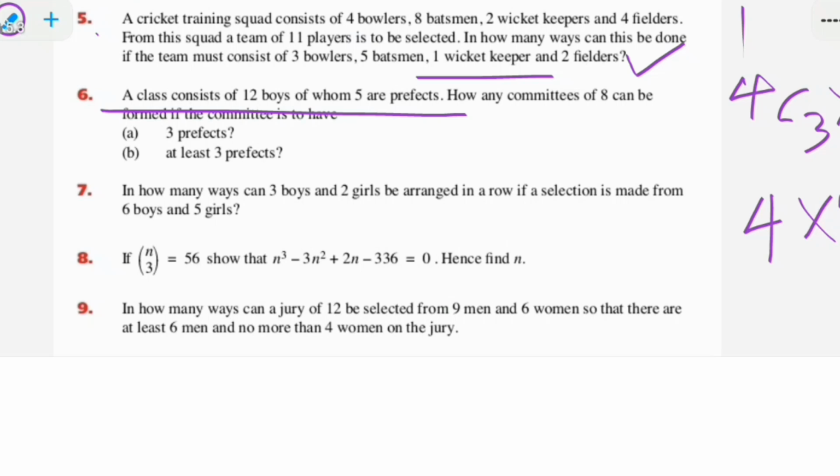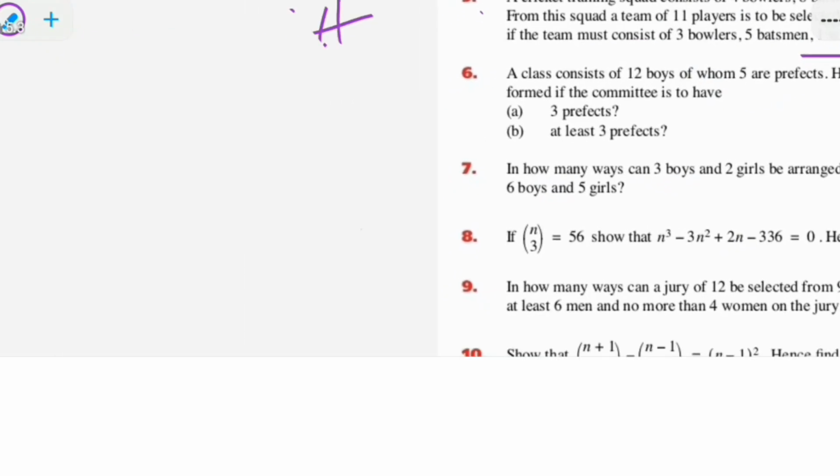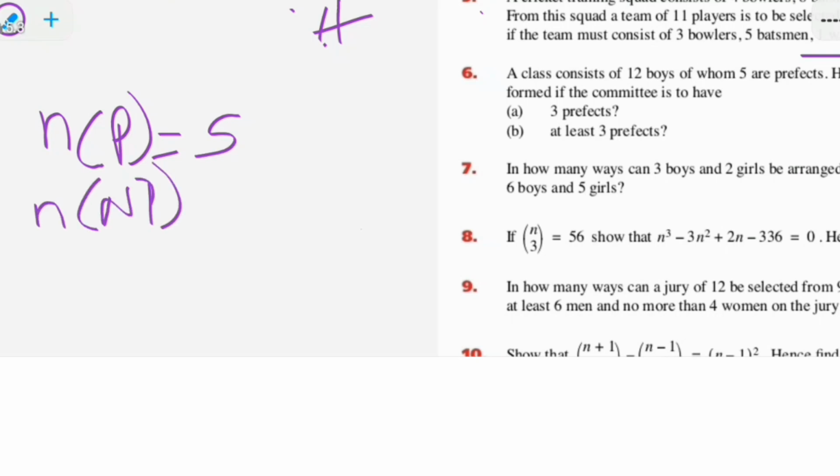The class consists of 12 boys, of whom 5 are prefects. How many committees of 8 can be formed if the committee is to have 3 prefects and at least 3 prefects? So look at how to solve it. How many people are in the class? There are initially 12. Then 5 are prefects. If 5 of them are prefects, that means 7 of them are not prefects. Let me use NP to represent non-prefects. So non-prefects, there will be 7. The total of all of them is 12.